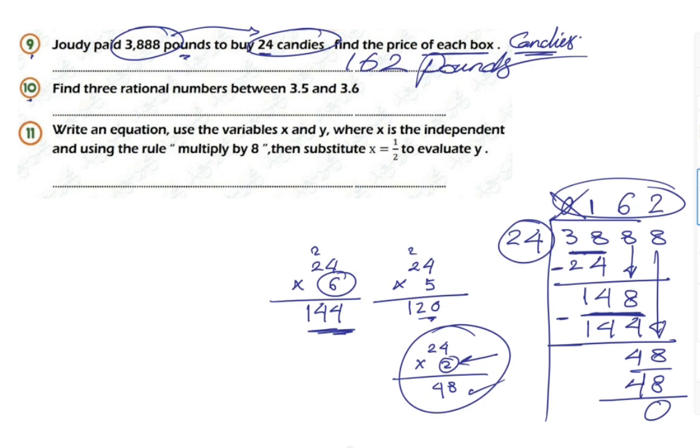Now, point number 10. Find 3 rational numbers between 3.5 and 3.6. What's the meaning of 3 rational numbers between? Of course, I can find them easily. Between 3 and 5, we have what here? We have 4. But these numbers are integers, okay? And 4 is also an integer. Now he asked us to find rational numbers because this is a decimal and this is a decimal number. But between 5 and 6 there are no numbers.